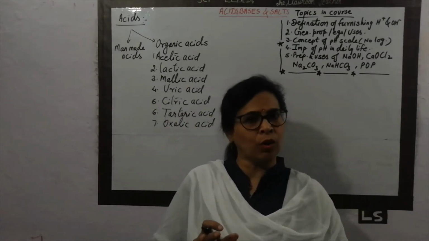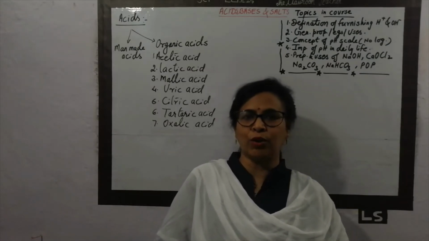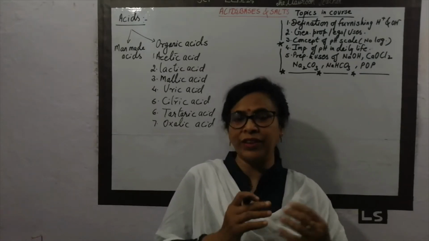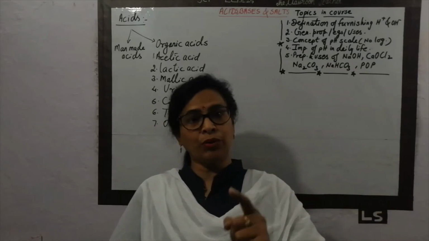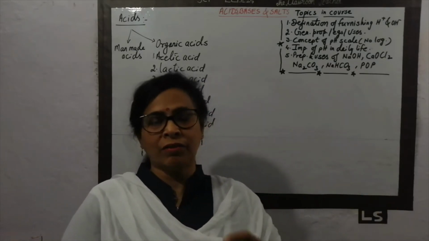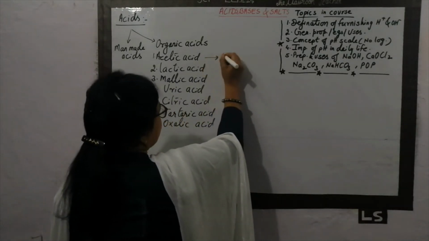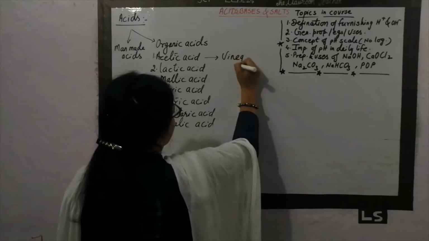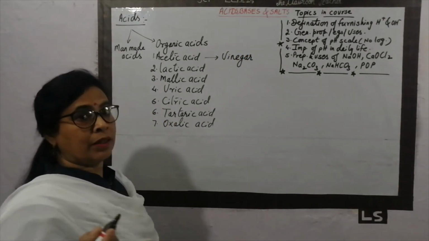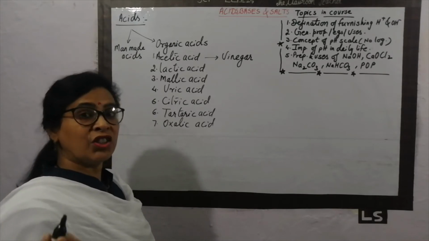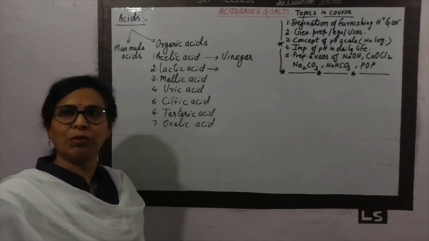Is anything common in all these acids? You have to recall from where we get this type of acid. I am going to write the name of the food component in which these types of acids are present. Acetic acid is present in vinegar. You know vinegar? In Hindi, we call it sirka. It is an important ingredient of Chinese dishes. Lactic acid, maybe you know.